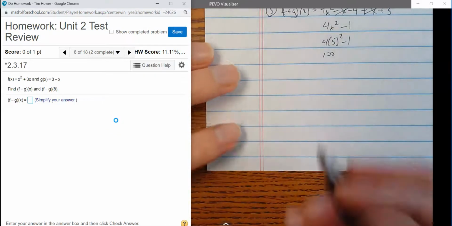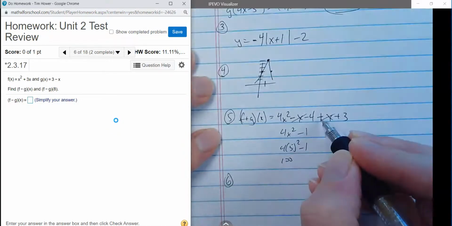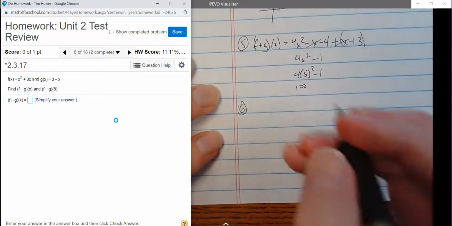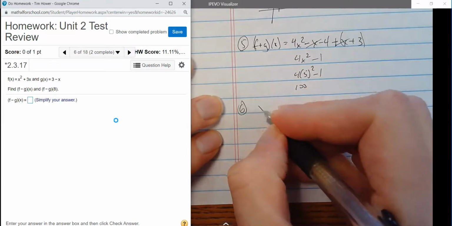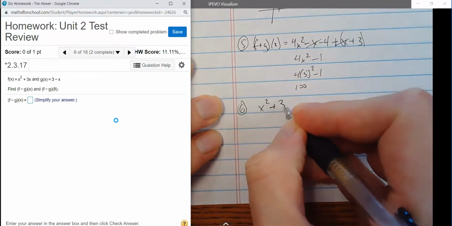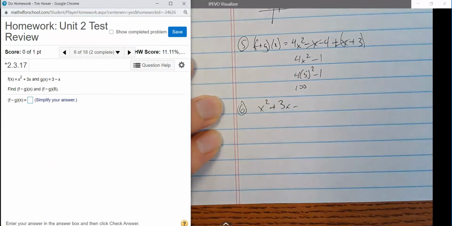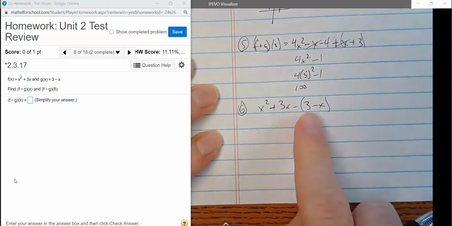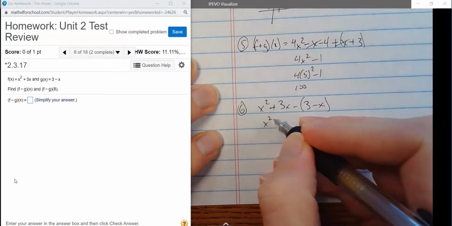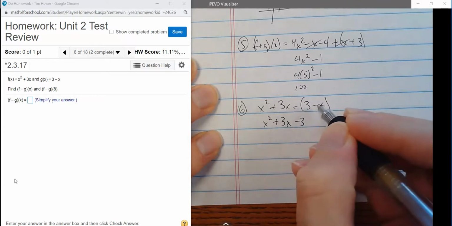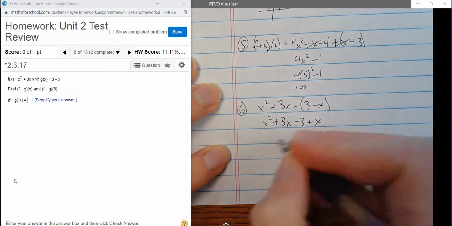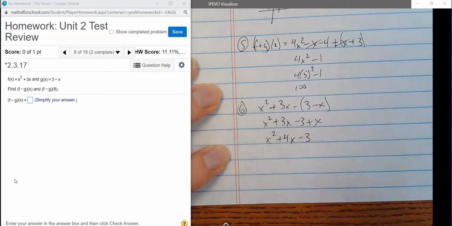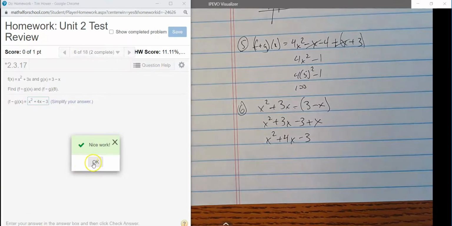Now subtracting them. Be careful when subtracting them. Up here, I just put plus. I didn't put parentheses around it because addition doesn't really matter. But subtraction does matter. So f is x squared plus 3x minus 3 minus x. But put that in parentheses because you're actually subtracting 3 and subtracting -x. So this would be -3 minus -x, which is actually plus x. So x squared plus 4x minus 3. And so I typed it in there.